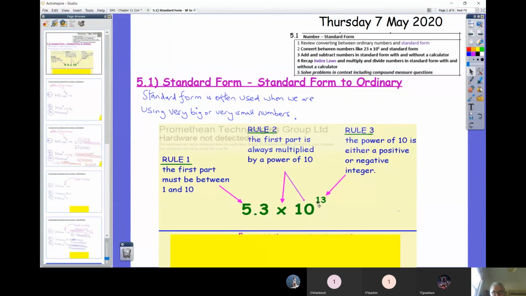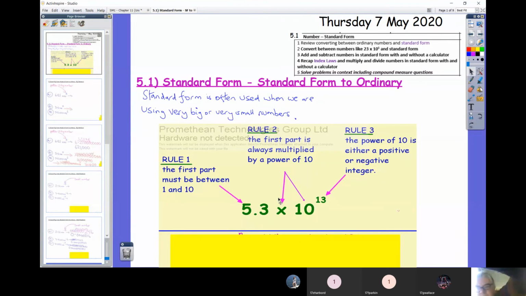Now, it's going to be worth getting used to this straight away. If this power is positive, then we're talking about very big numbers. But if this power was negative, then we're talking about very small numbers. Okay. Now, what we're going to concentrate on today, and what the Hegarty exercise that you'll be doing shortly is all about, is you're given a standard form number like this, and your job is to convert it back into a normal everyday number. Okay, so that's the process that we're going to have to try and figure out.